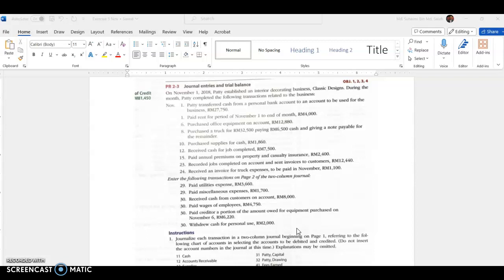The amount is 2,000. Okay, so in this video we have identified each transaction, which accounts are involved, and what are the debits and credits. Okay, I will prepare another video to show the journal entries. Okay, good.